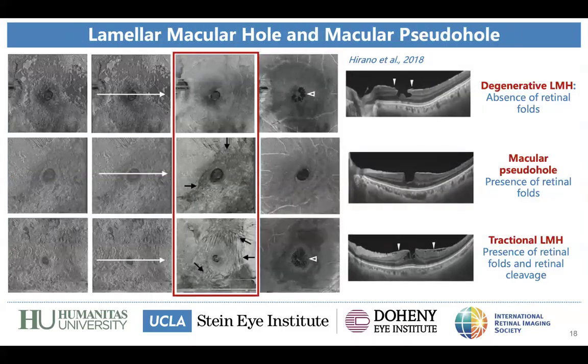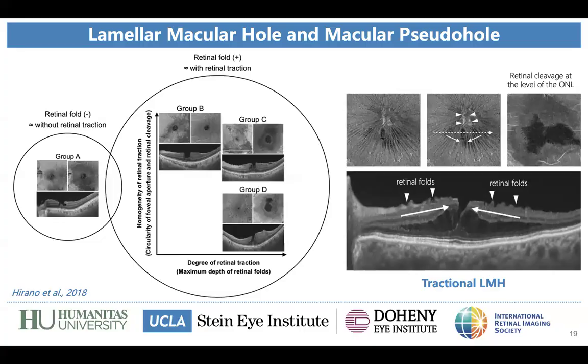OCT in the context of the vitreoretinal interface can also be applied to the study of macular holes, and in this context we can actually visualize the presence of retinal folds and retinal cleavage. This allows us to have a different idea of the pathogenesis of this lesion, which is tractional in the context of tractional lamellar macular hole, therefore potentially requiring surgery, versus a more degenerative pathogenesis in the context of what are called degenerative macular holes.